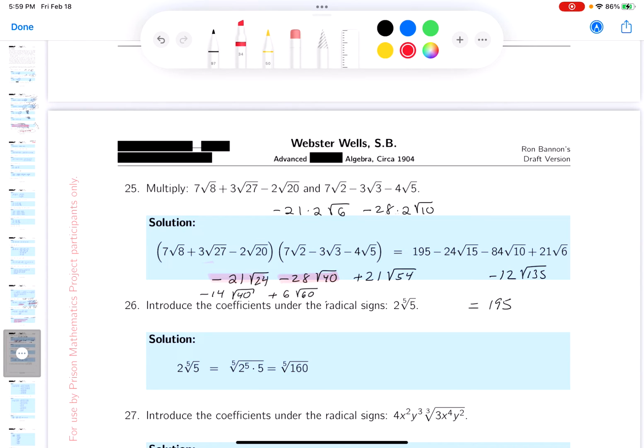That's 54, right? Well, 54 has a 9 in it, right? The square root of 9 is 3. Let me highlight that for you. So I get plus 21 times 3 root 6. Let's go to the next one. These are the radicals. These are more difficult. I'm looking at the 135. And let's take a look at that. 9.